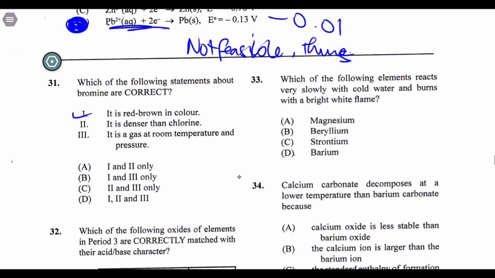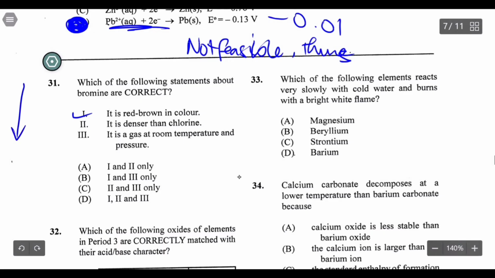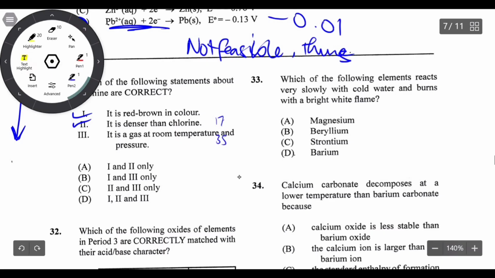It is denser than chlorine, is it? Now the density of the halogens increases as you go down the group. That's why it's assumed that astatine is actually solid. Now if bromine is below chlorine, then of course it is denser than chlorine. Yes, chlorine is 17, bromine is 35, it is indeed below it, therefore denser.